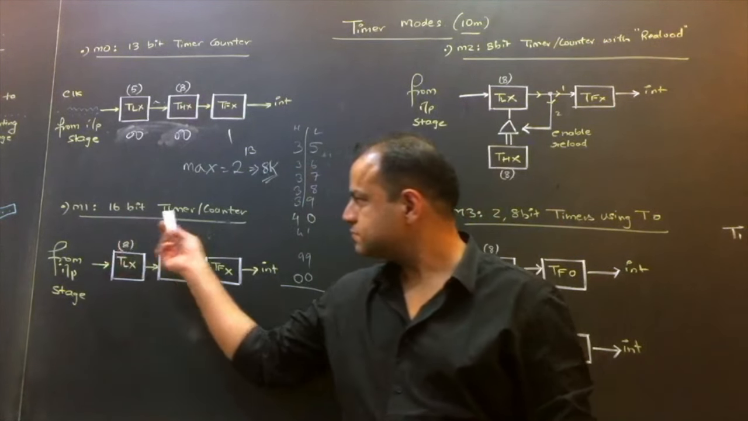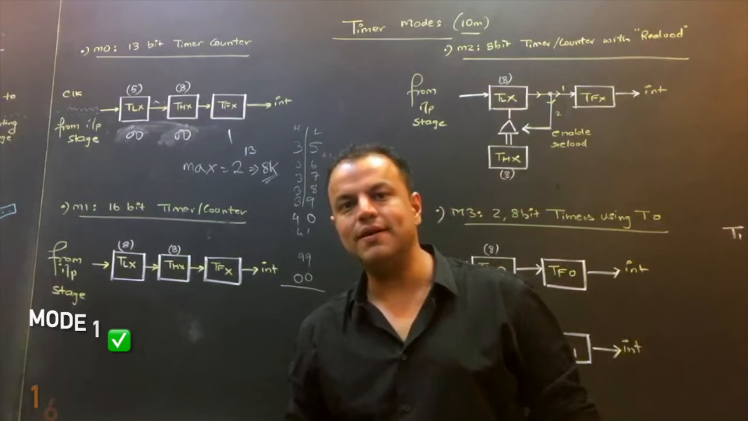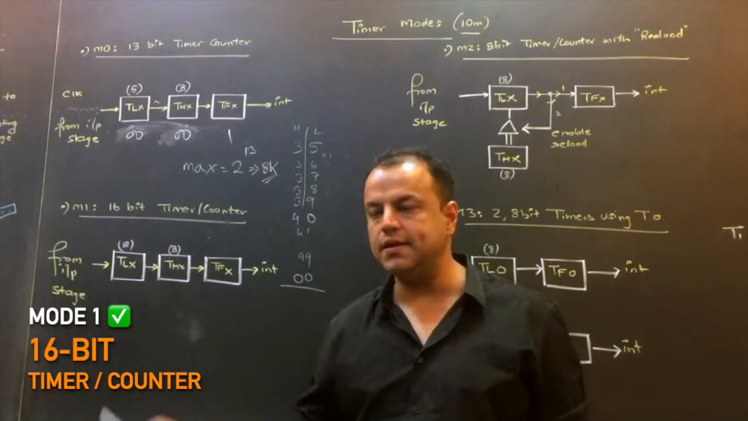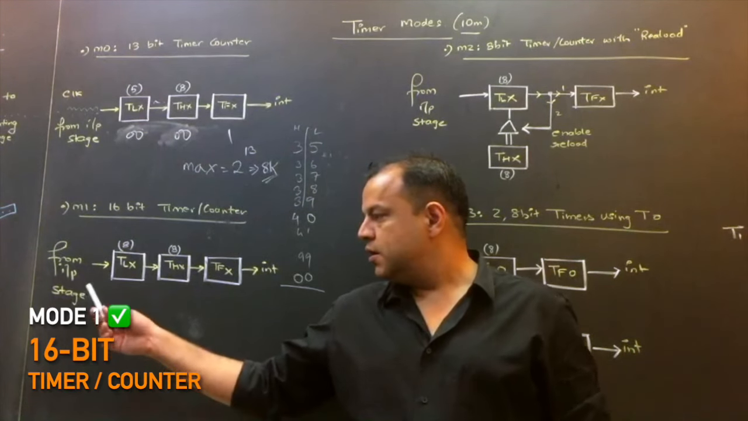Look at mode 1, 16-bit timer. Very easy, explain by yourself. It's the same. Instead of 5 and 8, it is 8 and 8. Go on, I want to hear you.